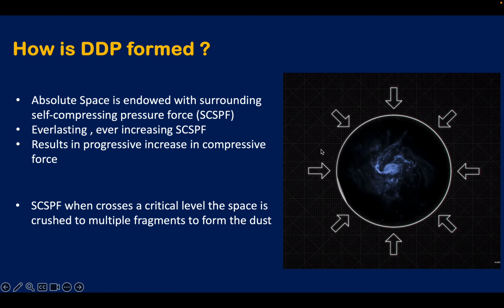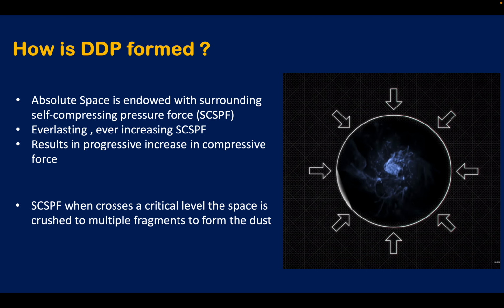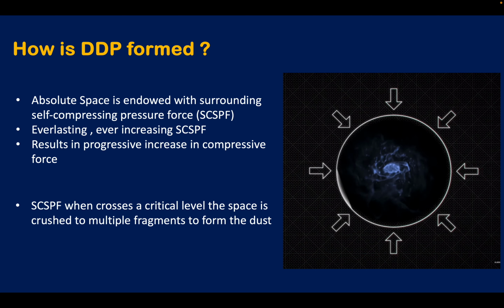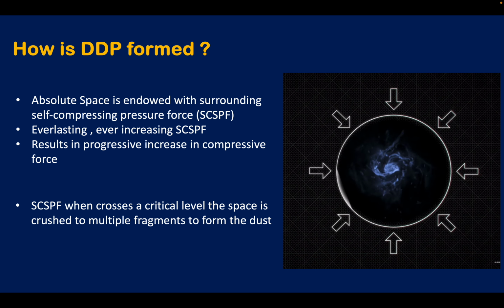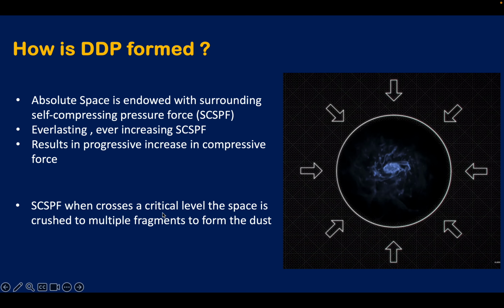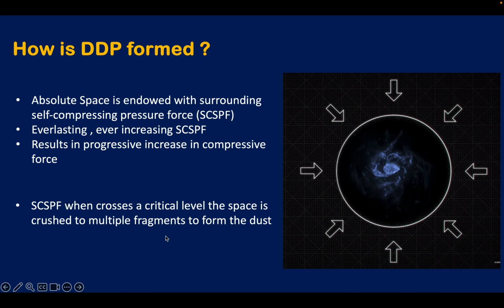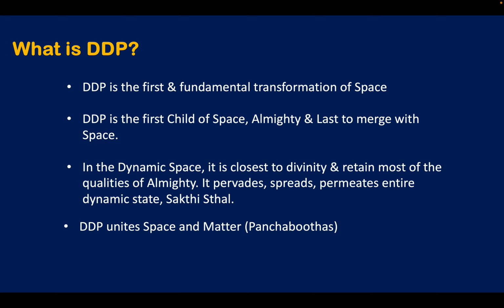So absolute space is endowed with surrounding self-compressing pressure force, which is everlasting and ever increasing. This results in progressive increase in the compressive force, and when this force crosses a critical level, the space is crushed into multiple tiny dust particles forming the dust. And these divine dust particles are the first and fundamental transformation of the space.